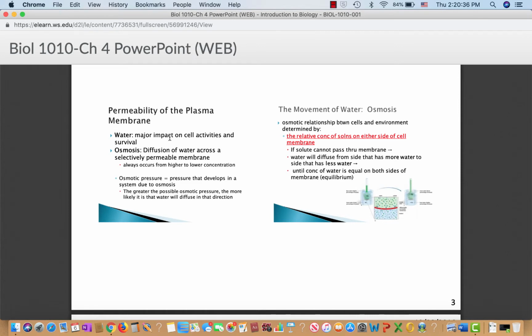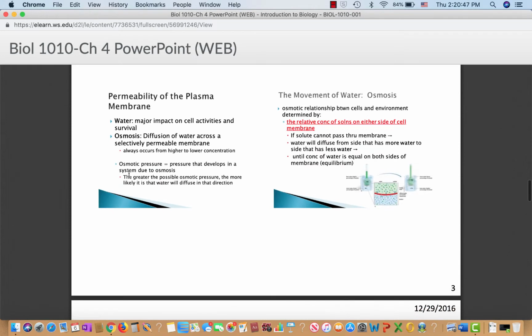So water has a major impact on cell activities and survival. Osmosis is the diffusion of water, and it always occurs from higher to lower concentrations. Osmotic pressure is a pressure that develops in systems due to osmosis, and this osmotic pressure is what can rupture cells, like we were talking about before.